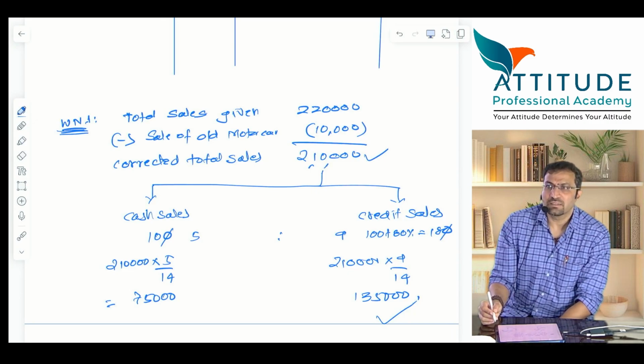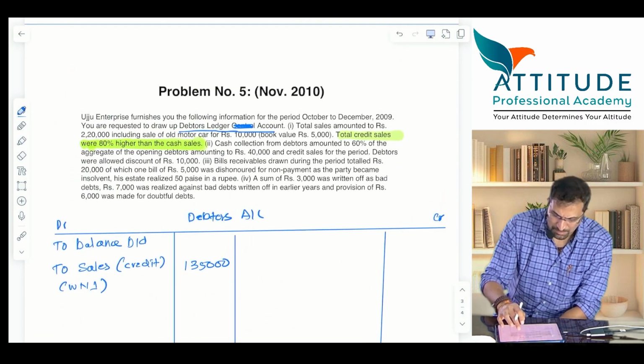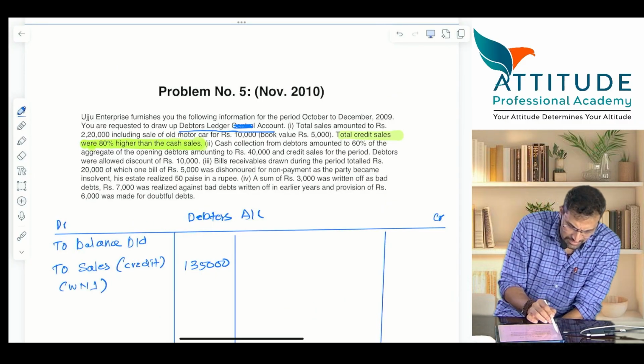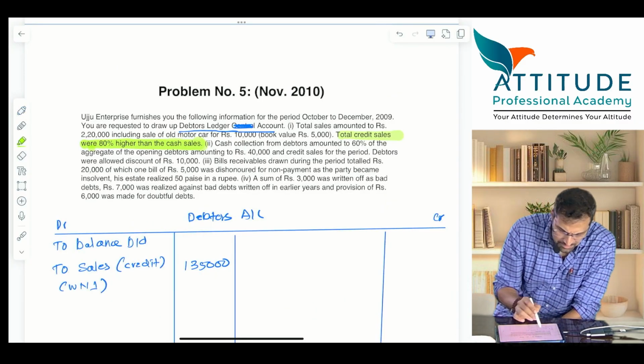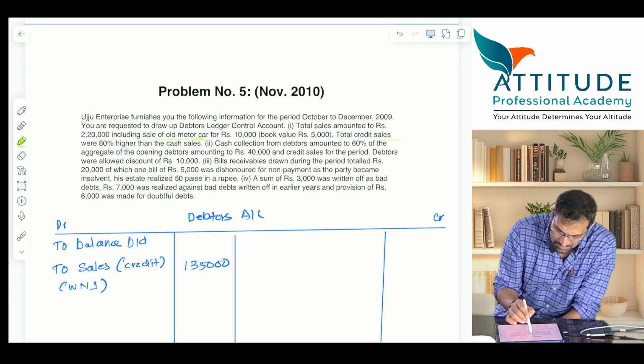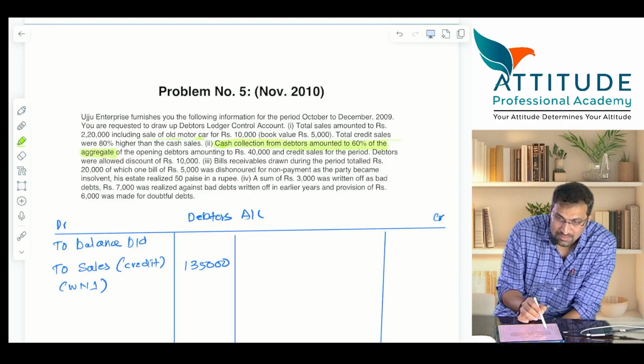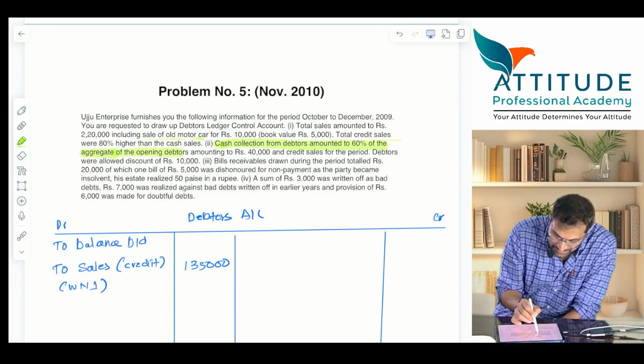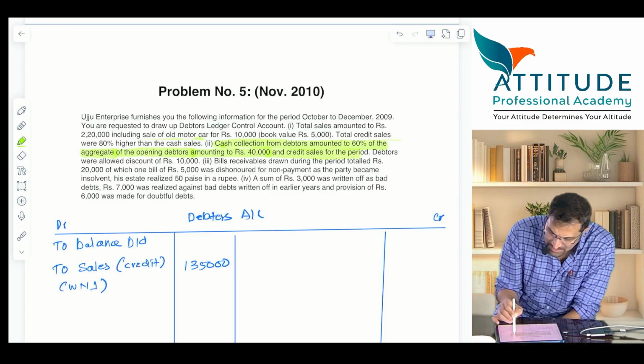Any difficulty? Okay, now come back to the next sentence. Next sentence is, okay. Now look at the next sentence. I'll highlight. Second one: Cash collection from debtors amounted to 60% of the aggregate of opening debtors amounting to 40,000 and credit sales for the period.